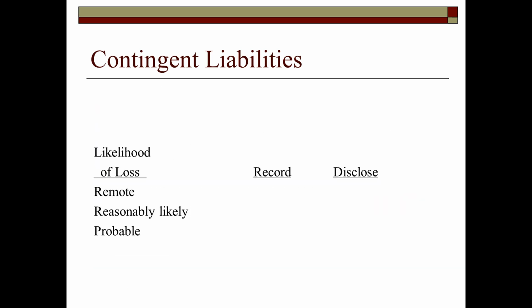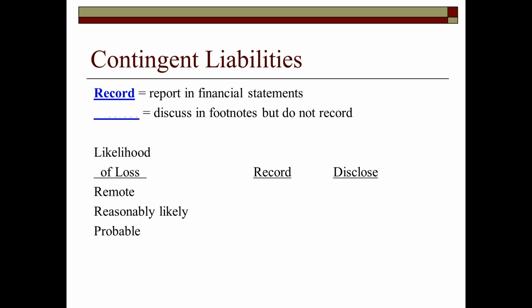So let's look at these three classifications and likelihoods of a loss. If it's remote, the two things we want to first understand are, what does it mean to report something in the financial statements? It means to record it. What does it mean to discuss it in the footnotes but not to record it? It means disclosing.